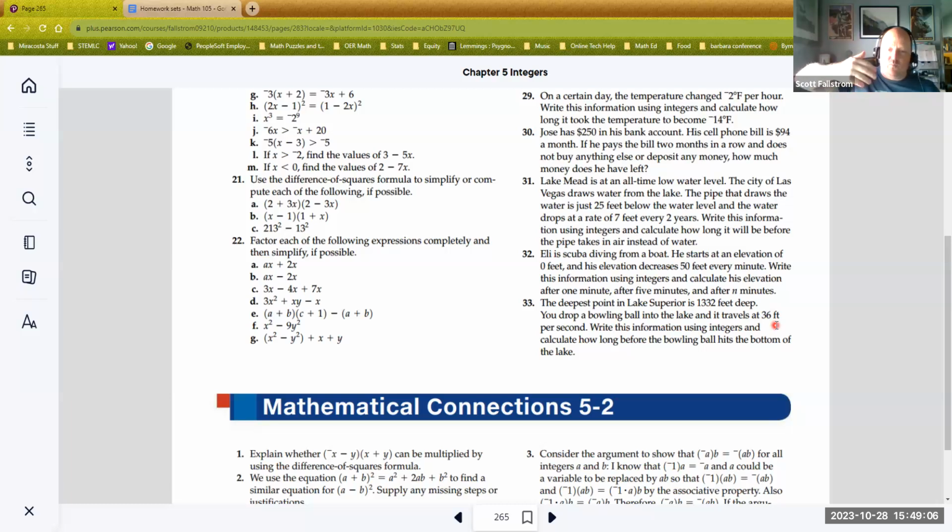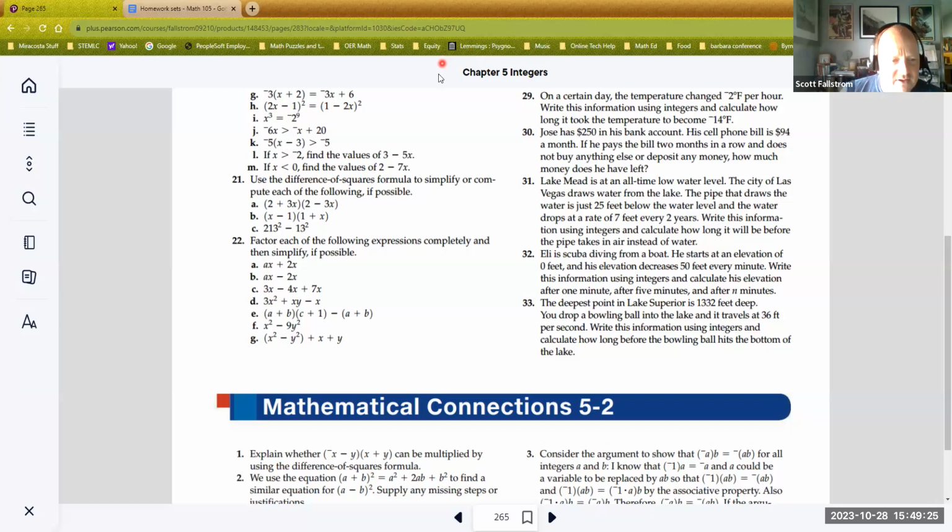What are we doing? You're trying to break up that depth into chunks of 36 feet, and your goal is to see how many of those it takes. So again, definitely using multiplication or division there. And that's it for the homework section.